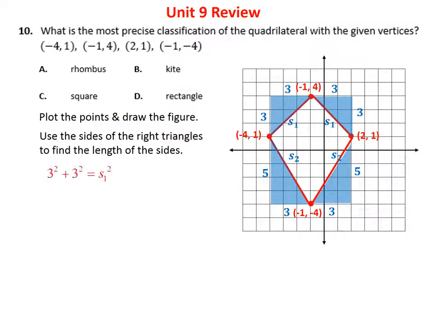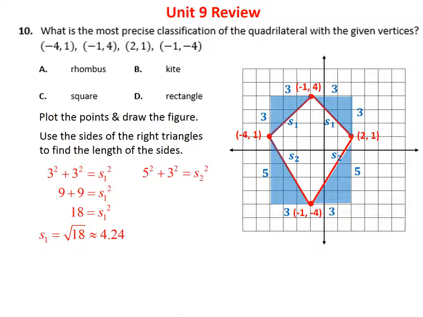For the sides that are 3 and 3, 3 squared plus 3 squared equals s1 squared. So that means 9 plus 9, or 18, is s1 squared. So side 1, these two sides on top, are the square root of 18, or about 4.24. The key thing though is they're the same. That has to be true for being a kite.